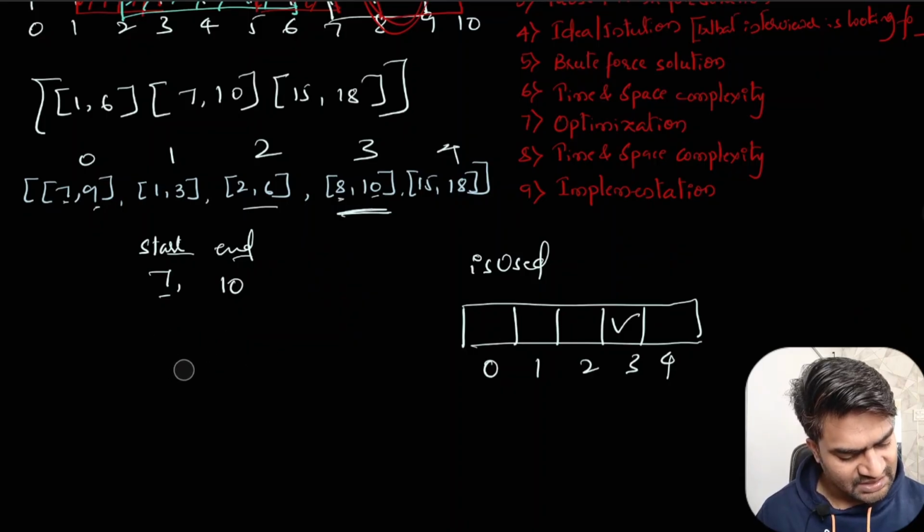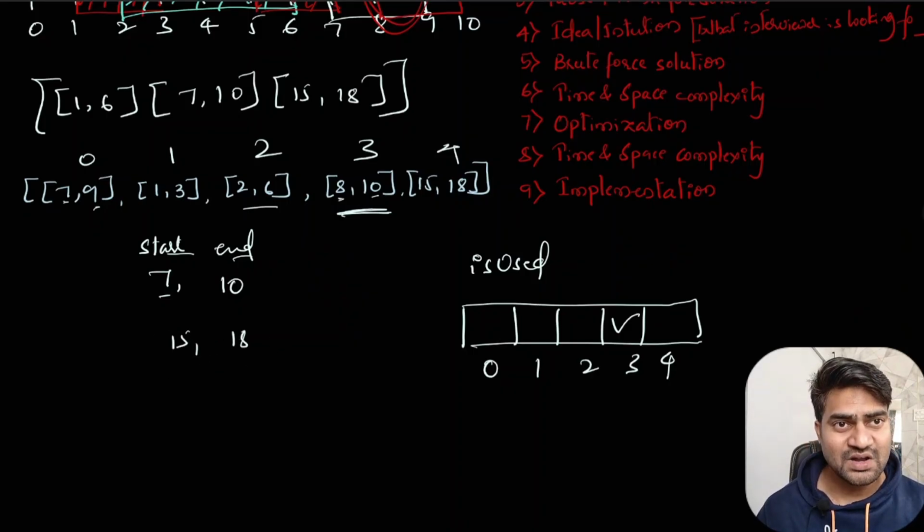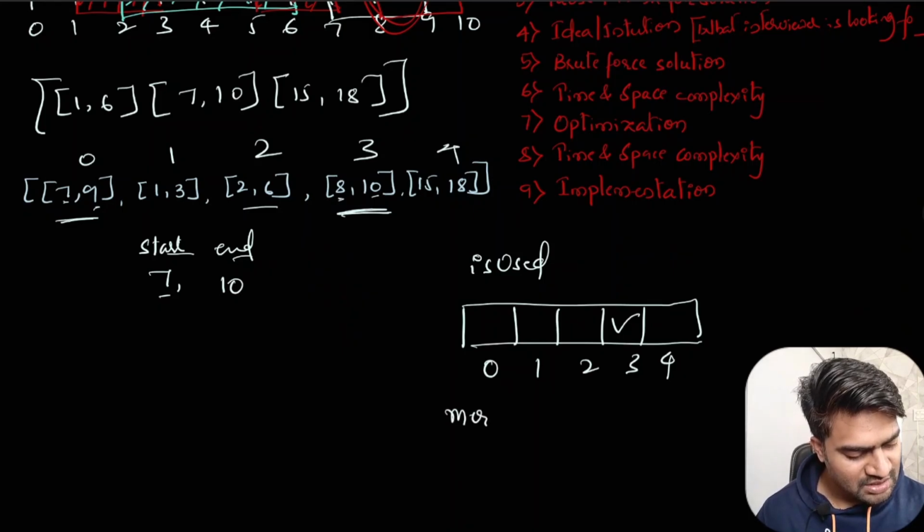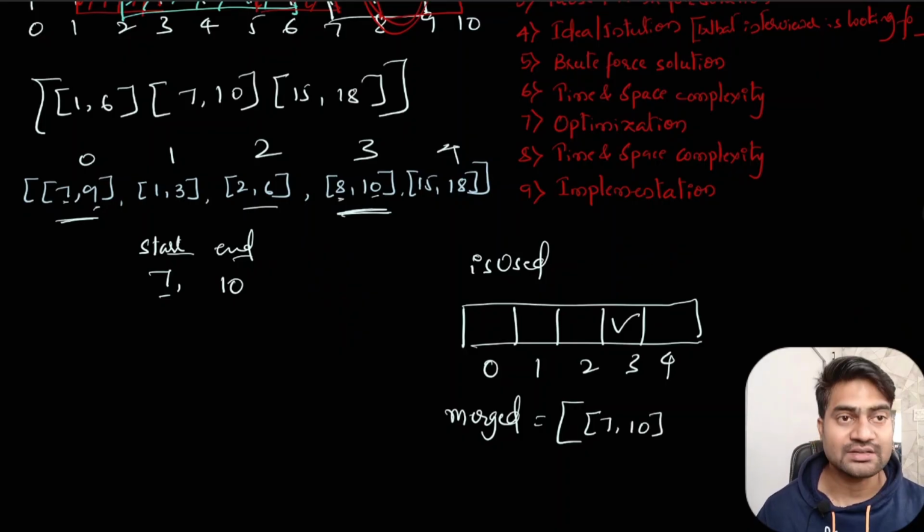Next, 15 and 18. 15 and 18 really does not overlap with 7, 10, so I will ignore. Now for 7, 9, what I did, I scanned the whole array and came up with the merged interval. So I will take one more variable, a merged interval array, and push my 7 and 10. So this is our first merge.